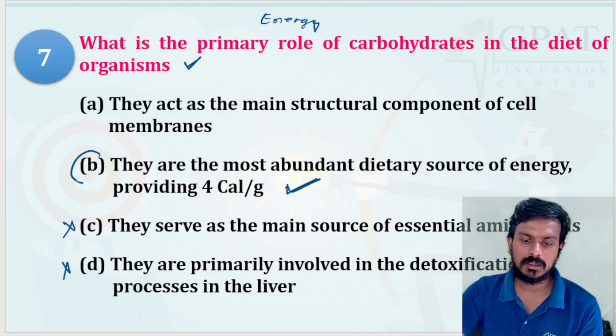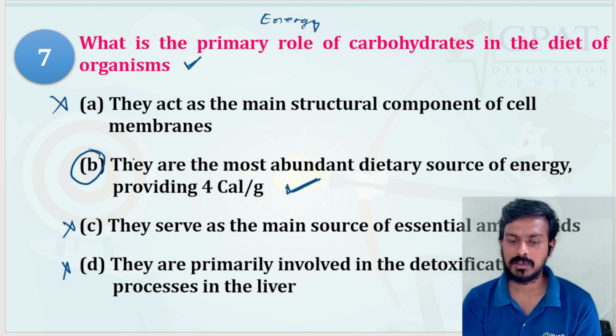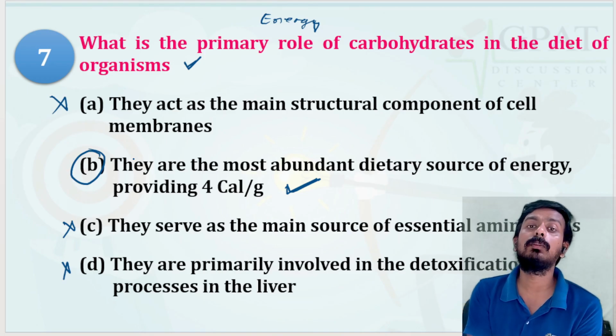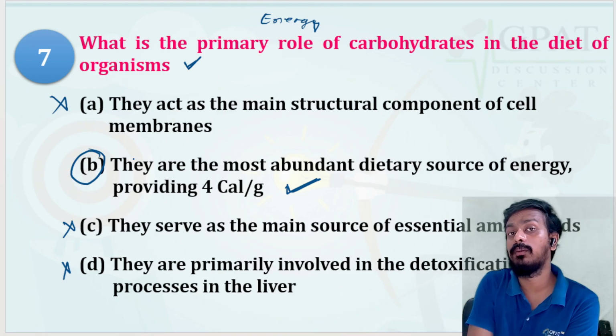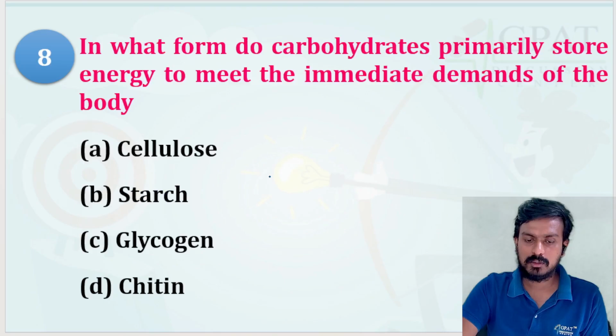Option B is the correct answer. Option A is also incorrect. What is the correct answer then? Option B. They are basically providing energy, 4 calories per gram. A very important question: what is the amount of energy provided? You can remember this statement: 4 calories per gram. Next question.